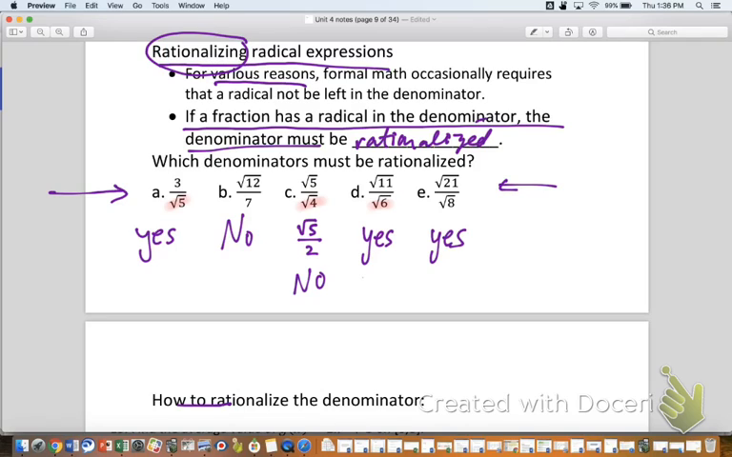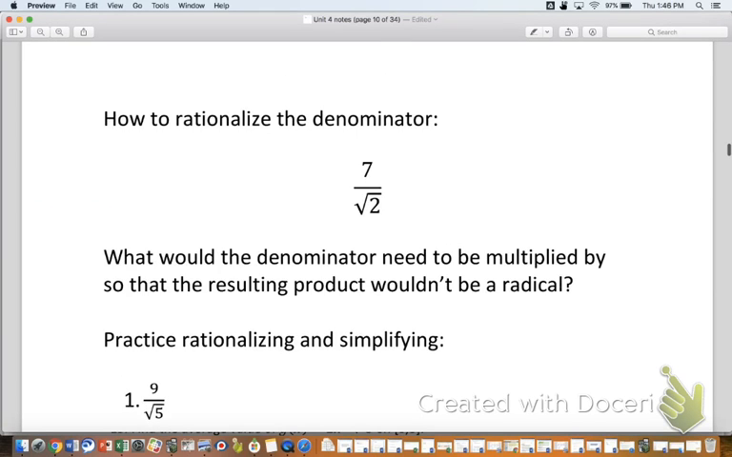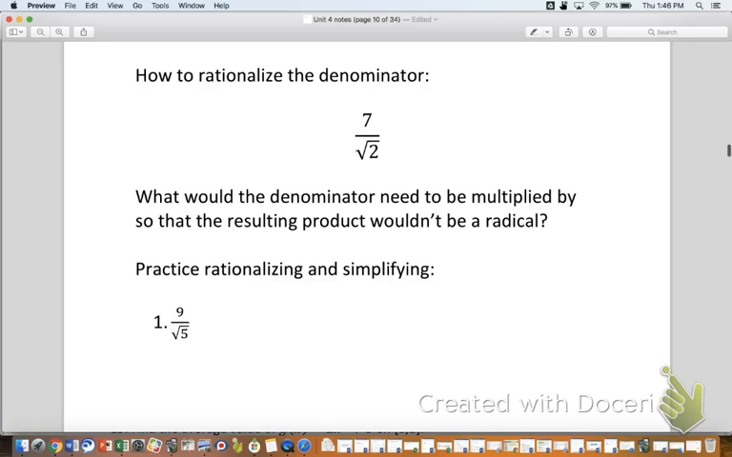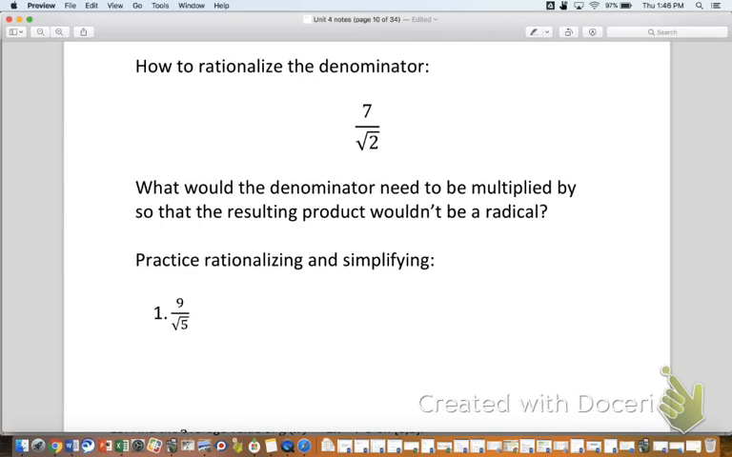Okay. So I would like now to show you, or have maybe you figure this out. How do we actually do this? How do we rationalize the denominator? Essentially just move it from the top to the bottom, right? You can't just... we're going to have to do something like that.